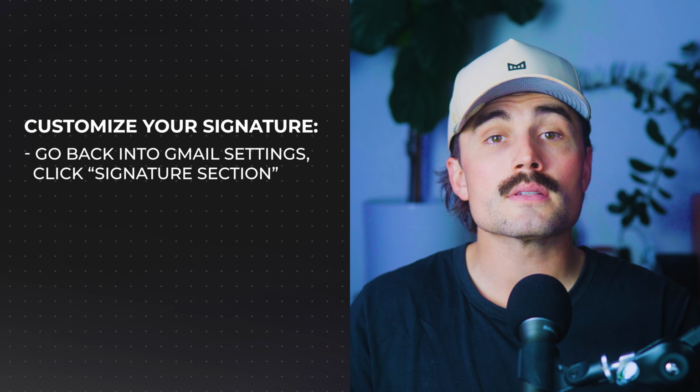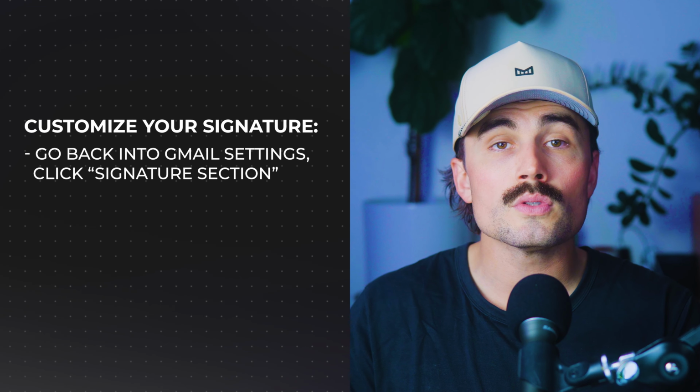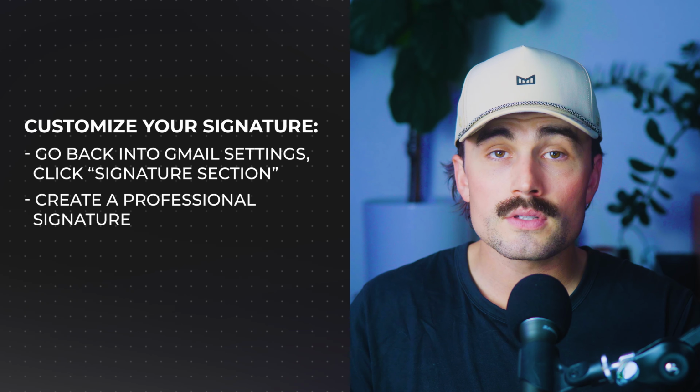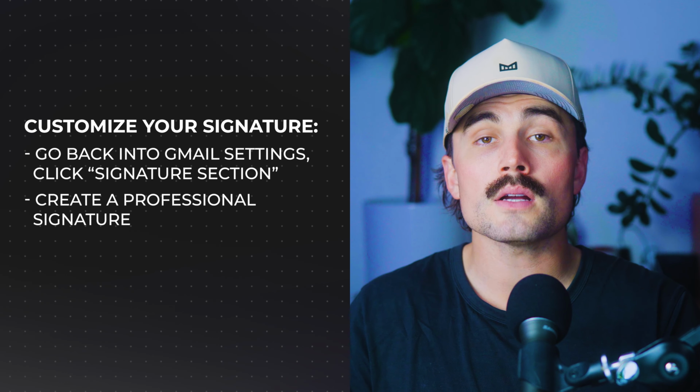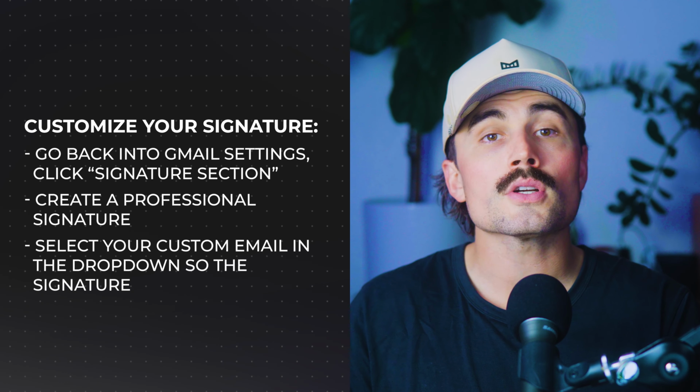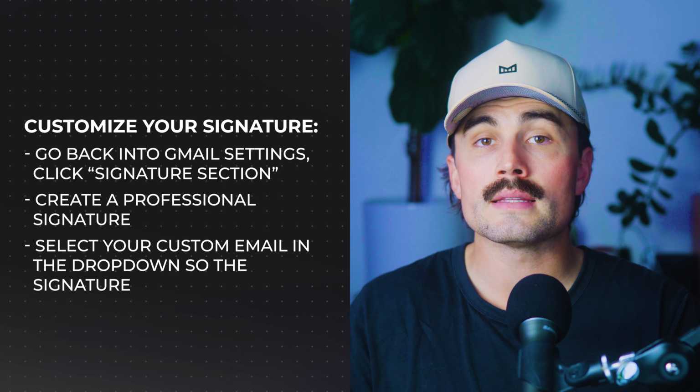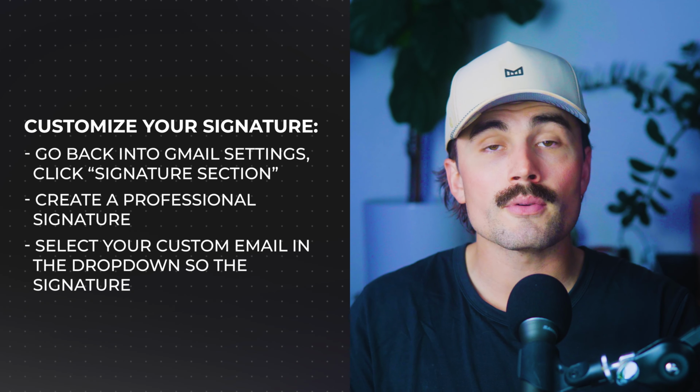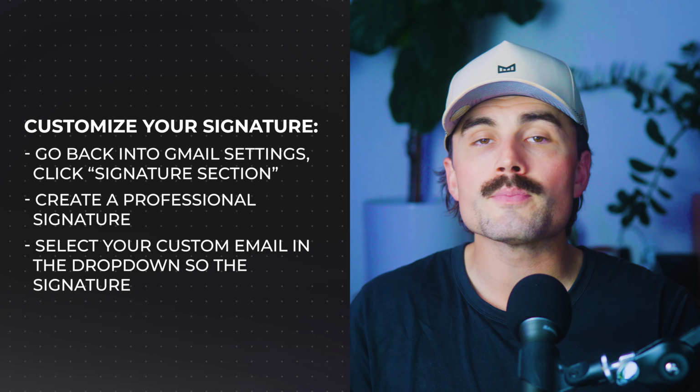You can go back into Gmail settings and under the General tab, scroll to the Signature section. Create a professional signature with your name, title, company, and contact information. Make sure to select your custom email in the dropdown so that the signature only appears when you send from that address. This small detail adds polish to your messages. Finally, make it a habit to regularly check your Bluehost email storage, even if Gmail is set to delete messages from the server. Keeping an eye on your hosting storage ensures that you don't hit any limits and miss important emails.